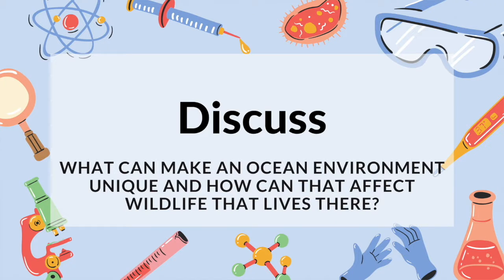The first discussion question for this activity is, what can make an ocean environment unique, and how can that affect wildlife that lives there? In the ocean, environments are unique due to the amount of heat and light that part of the ocean receives, or its distance to the surface and the sun. Organisms can physically adapt over time to their environment's characteristics by changing how they appear or how they get food in order to maximize their chance for survival. A sea animal that lives deeper in the ocean will have adapted to see and survive in darker environments compared to one that lives closer to the surface.